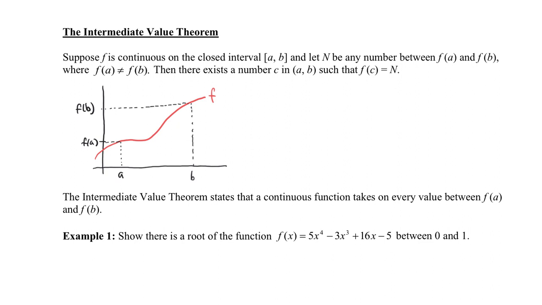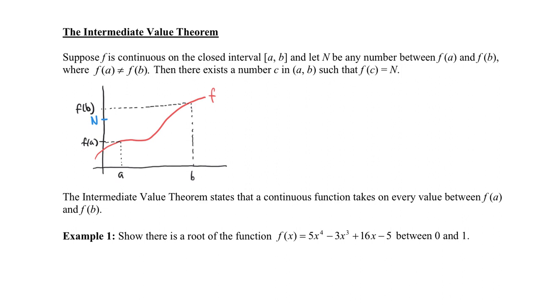So it says, suppose f is continuous on the closed interval [a, b]. So here's this function f, continuous on this closed interval [a, b]. And let n be any number between f(a) and f(b). So let's just put n right here. n is some number between f(a) and f(b). And then it says there exists a number c in the open interval (a, b) such that f(c) equals n.